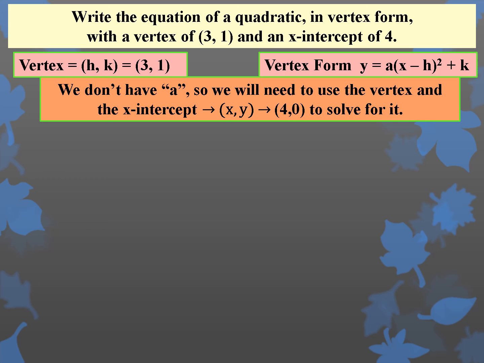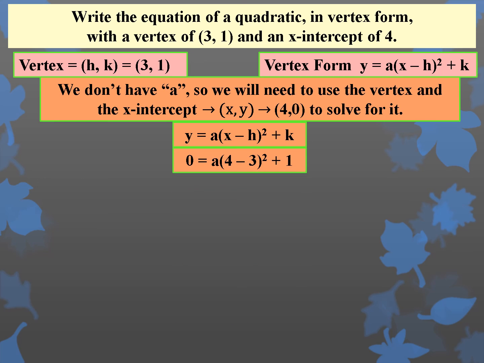Now, this would be the same if they didn't give you an X-intercept. If they said, hey, you've got a vertex of 3, 1, and you've got a point of 5, 2, you would still do this method the same way. So we're going to take our vertex and our point, and we're going to substitute it into y equals A times x minus h squared plus k. Y was 0, x was 4, h was 3, and k was 1.